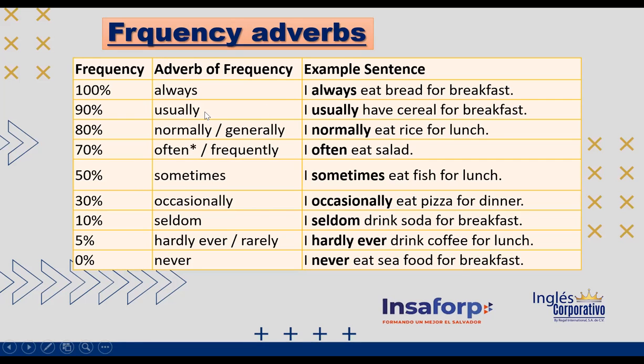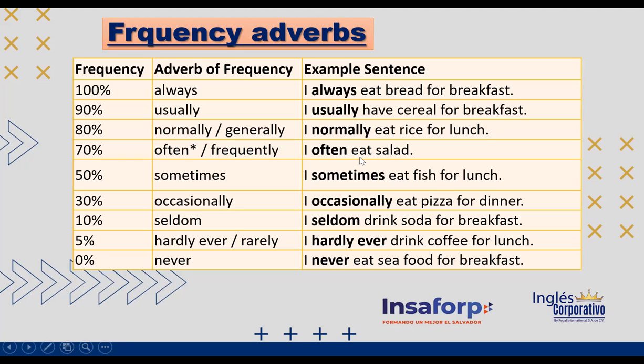Then let's see, ¿con qué frecuencia come cereal para el desayuno? Y usted dice, usualmente. Entonces utilizamos usually. I usually have cereal for breakfast. Rice for lunch, arroz para el almuerzo. And you say, I normally eat rice for lunch. In El Salvador, almost every dish is eaten with rice. Casi todos los almuerzos van acompañados de arroz. So this, I normally eat rice for lunch. Normalmente, como arroz para el almuerzo.